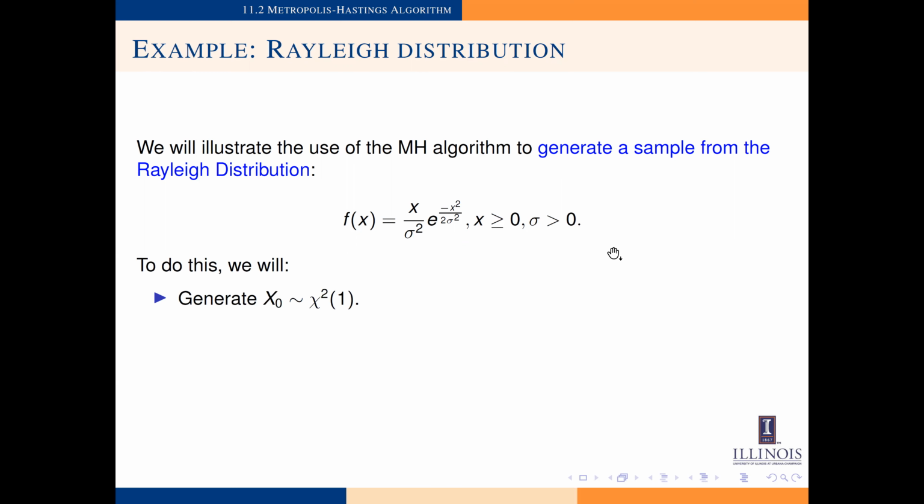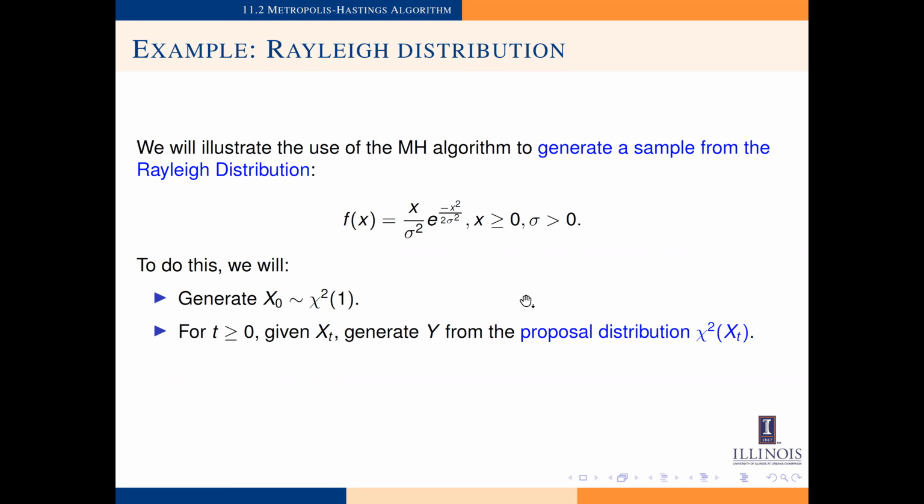What we're going to do is to use the Metropolis-Hastings algorithm to generate a sample of x's that come from this distribution f(x). In order to do this, we will first generate an initial value, x0, which comes from the chi-square distribution with 1 degree of freedom. You can see that this choice of the chi-square distribution is quite arbitrary. In practice, you can either randomly sample the first value, you can choose something close to the mode, or you can just fix it to any arbitrary value within the support of this particular distribution.